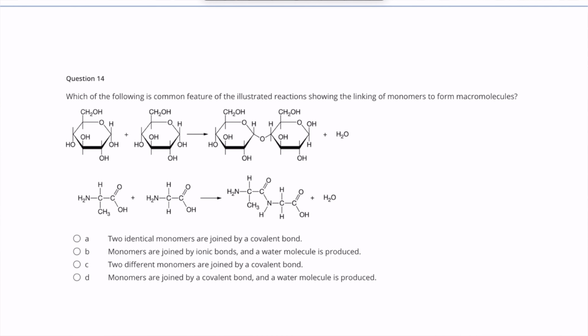So two reactions showing the linking of monomers to form macromolecules. Now let's read the choices, because it wants to know which of the following is a common feature. Okay? All right. A says two identical monomers are joined by a covalent bond.